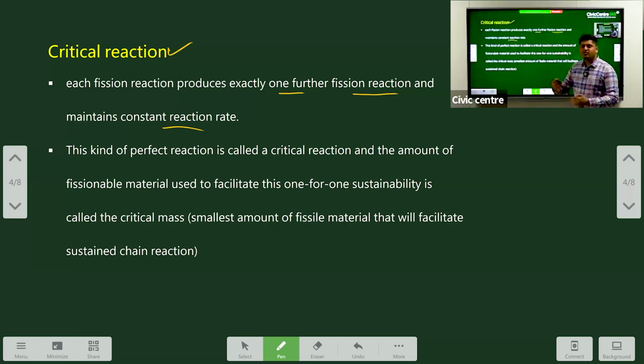So this kind of perfect reaction where each fission reaction produces exactly one further fission reaction is called the critical reaction, and the amount of fissionable material used to facilitate this exactly one extra fission reaction for one-to-one sustainability is called the critical mass, which means the smallest amount of mass that will facilitate a sustained chain reaction. So this is what we call the critical mass, and that is what we call the critical reaction.